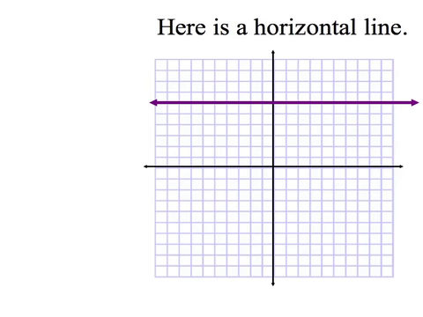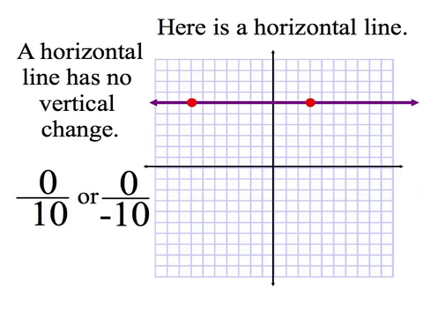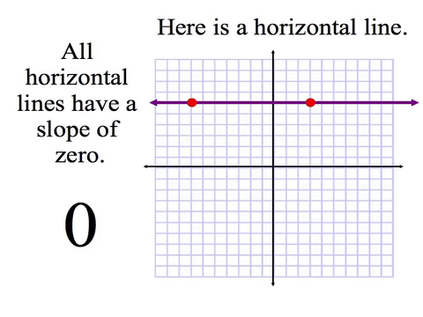Here's another line. It's horizontal. A horizontal line has no vertical change. So we can mark any 2 points we want. These points are 10 apart. To go from left to right, that's a move to the right, that's +10. If we were going from right to left, that'd be moving to the left or -10. But 0 over +10 or 0 over -10 both equal 0. A horizontal line has a slope of 0.